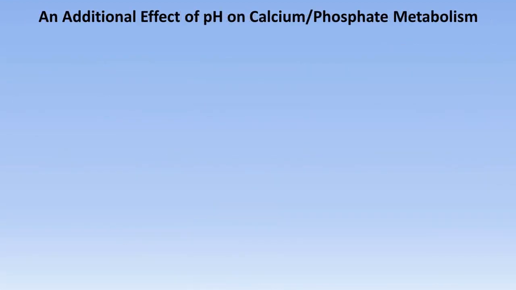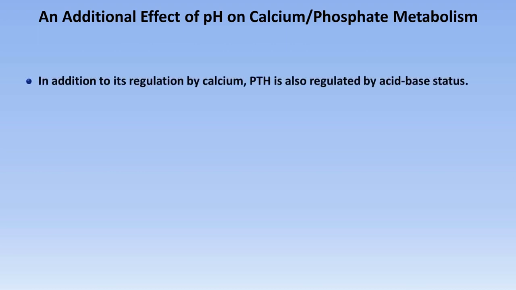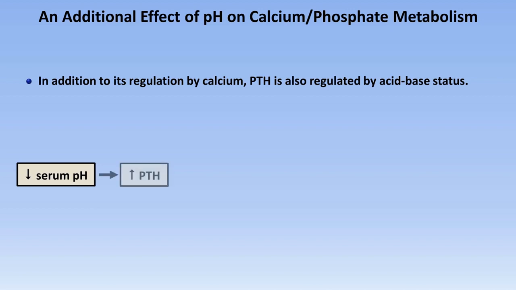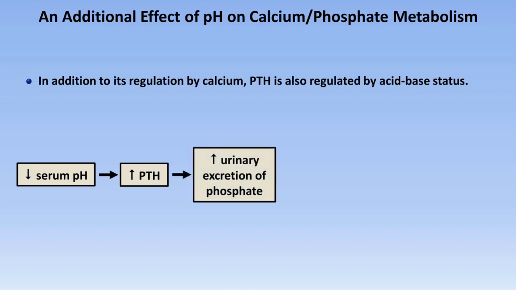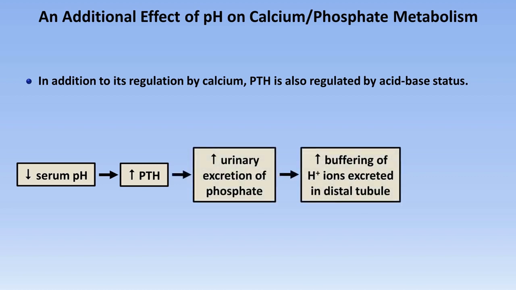There is one final physiologic mechanism to mention, which further links the endocrine and renal systems. This is the effect of pH on calcium phosphate metabolism. In addition to its regulation by calcium, PTH is also regulated by acid-base status. Decreased serum pH, that is, a state of acidemia, leads to increased PTH secretion. PTH acts on the renal tubules to increase urinary excretion of phosphate, which then increases the buffering capacity of hydrogen ions excreted in the late distal tubule. With more hydrogen ions buffered, more hydrogen ions can be excreted, and thus serum pH is increased closer to normal.